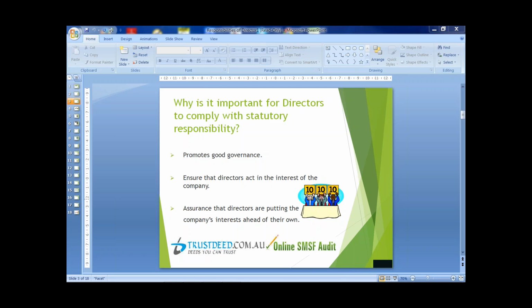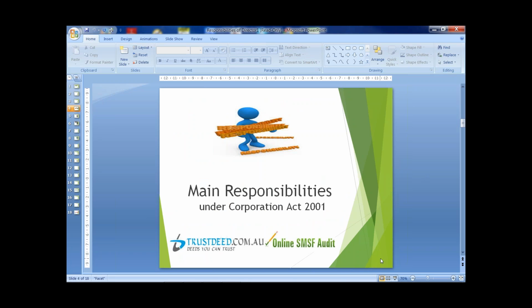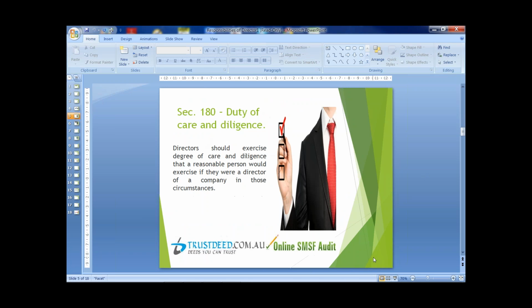So we move to the next slide. So what are the responsibility of a director towards stakeholder, or what does Corporation Act requires from a company director? We will have answer to these questions in next slides, which will highlight directors' main responsibilities.